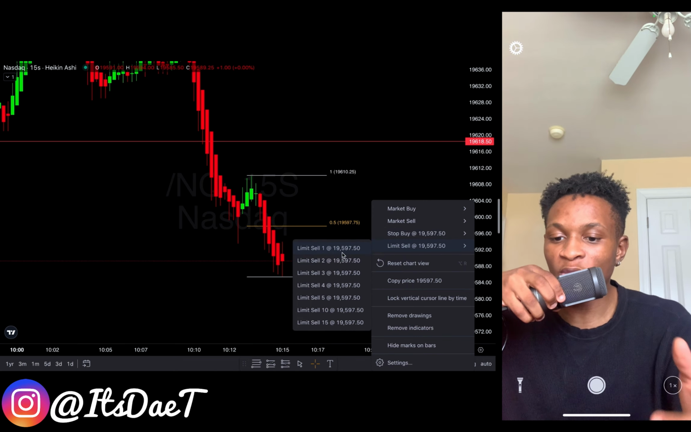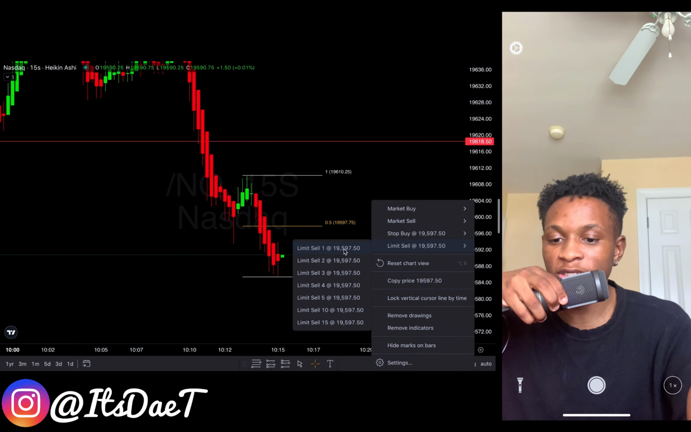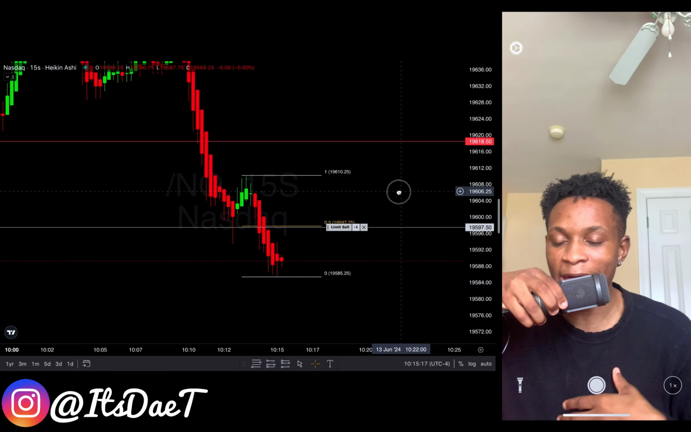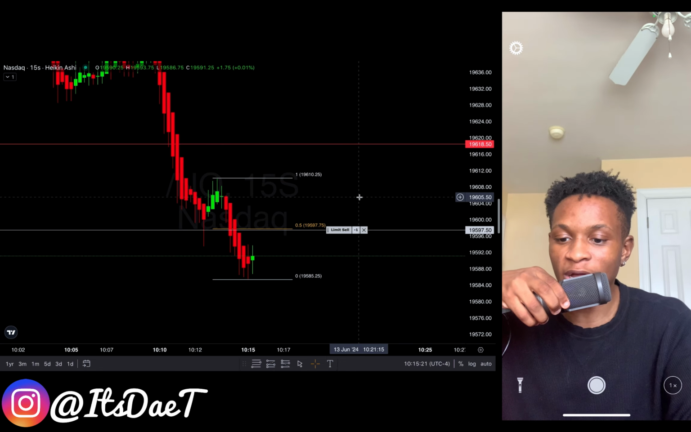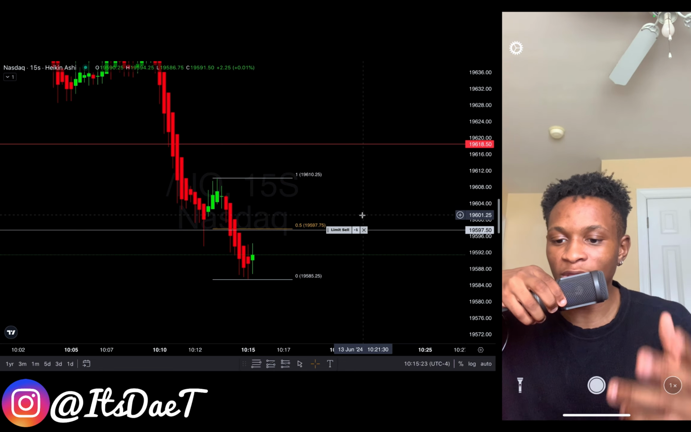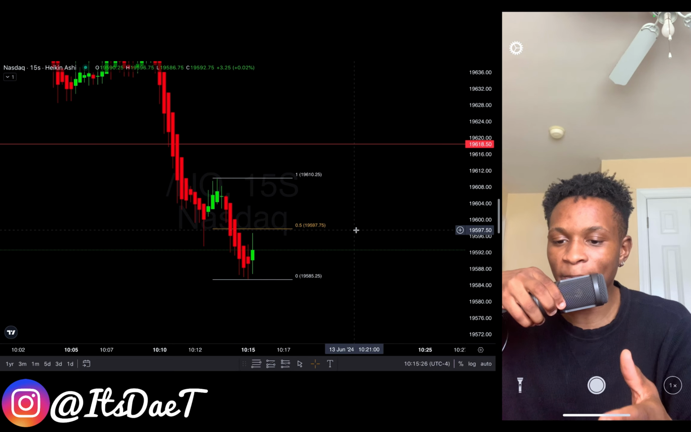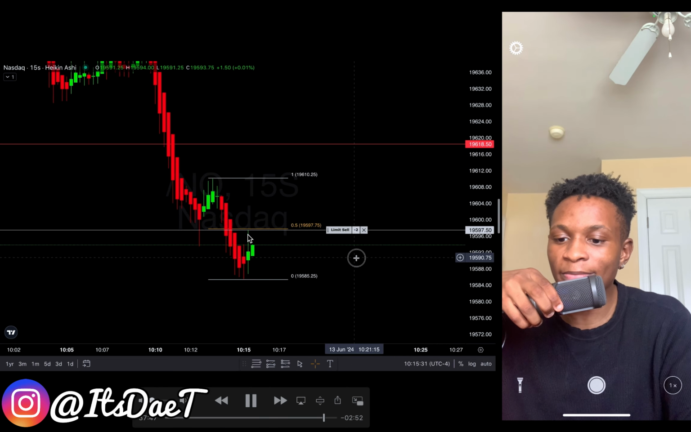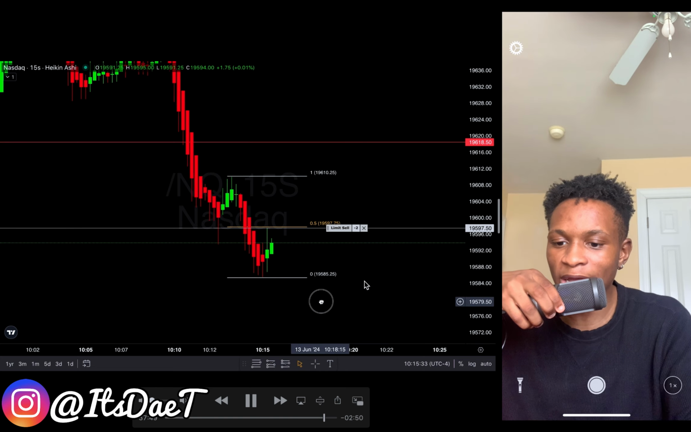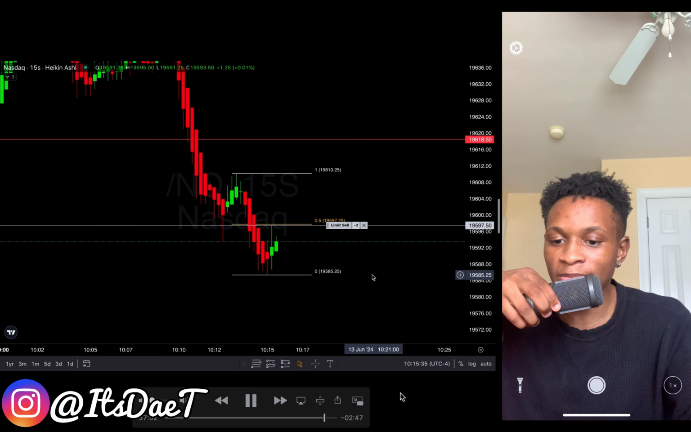At first I did one contract, but I realized that one contract wouldn't have been enough for me to pass my combine. It would have been only like $200, I believe. I needed $300 to pass, right? So I ended up deleting this limit, and I ended up putting 2 contracts. It looks like it tapped it. My apologies, I can't zoom in, but price never got to the area right then and there, right? So I still have time to get into the trade.